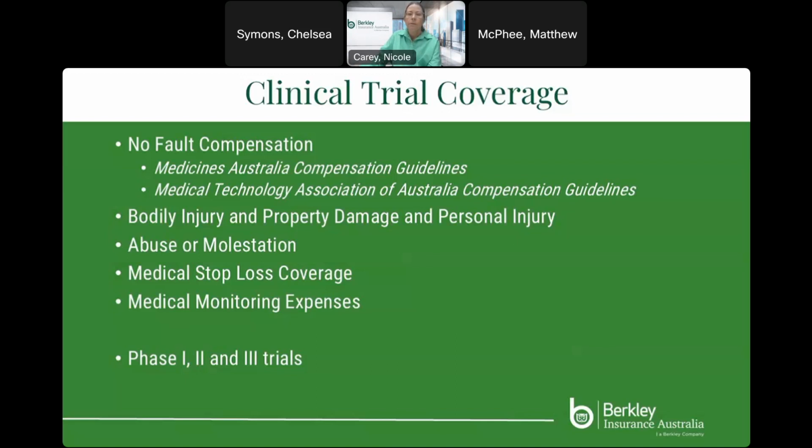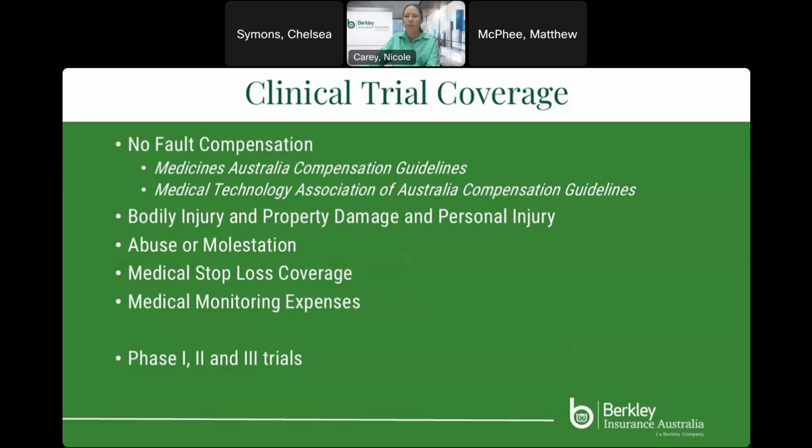Medical stop loss expenses. So these are the expenses incurred for the treatment administered to a clinical trial participant at the time of or after an approved trial. So if something's happened during the clinical trial and a participant needs medical treatment, this is where the coverage for that would kick in, under the medical stop loss coverage. So the medical expenses that we're talking about here aren't the normal medical expenses that would be expected. So if they're trying a drug, for example, that could cause a little bit of pain and they say you need to take some Panadol, it's not going to be covering those sorts of medical expenses. It's more the unexpected medical expenses that could be incurred.